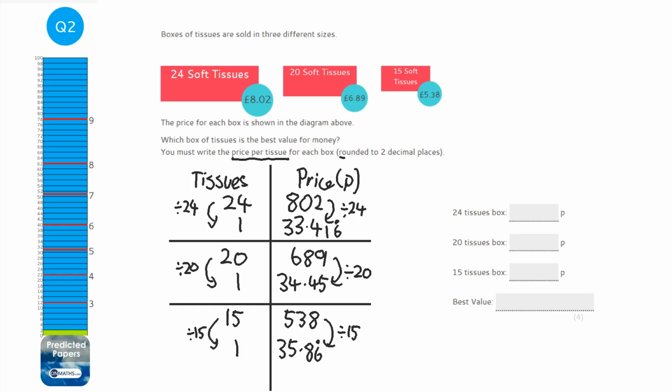Okay, so first of all, let's get the price in. So it says rounded to 2 decimal places. Okay, so this first one is 33.42, because that one moves up.